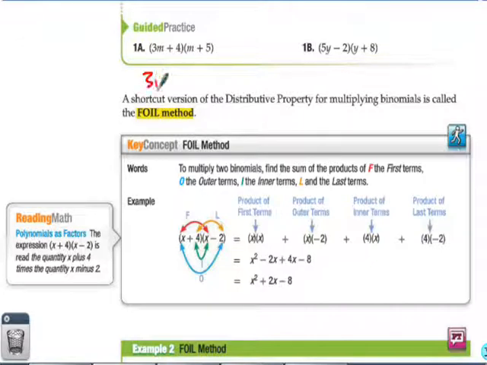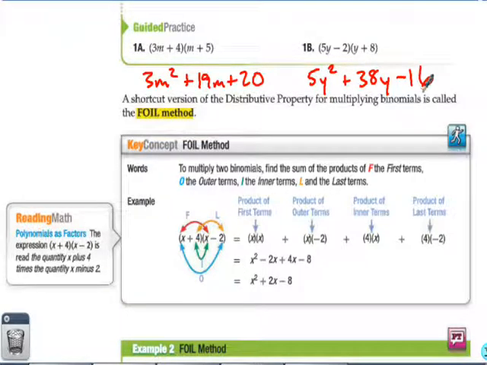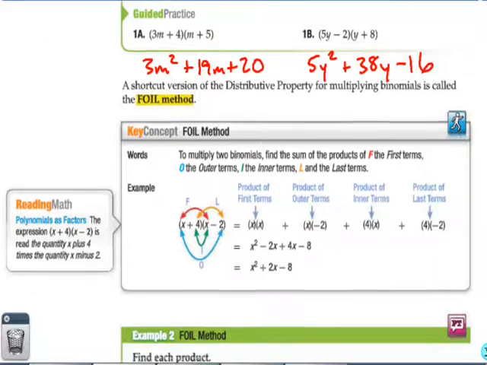Hopefully for 1A, you got 3m squared plus 19m plus 20. Hopefully for 1B, you got 5y squared plus 38y minus 16. If you didn't, pause the video here, go back, erase your work, try again, see if you can find your mistake. Try a different method. If you did, good job, on we go.